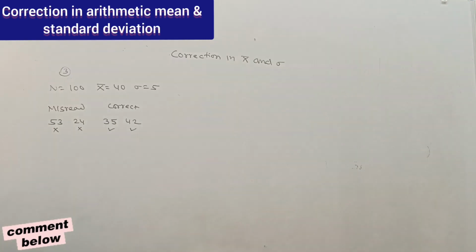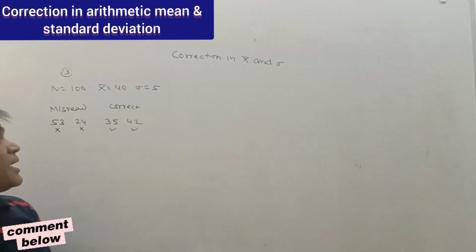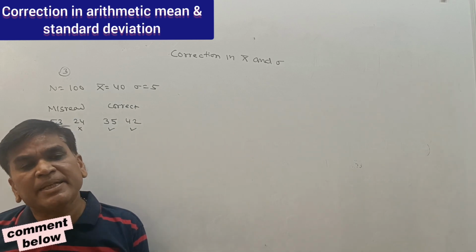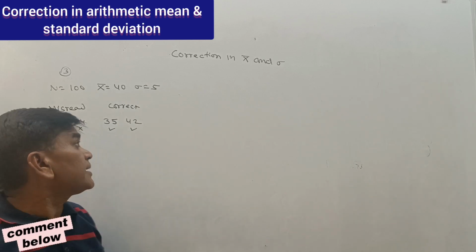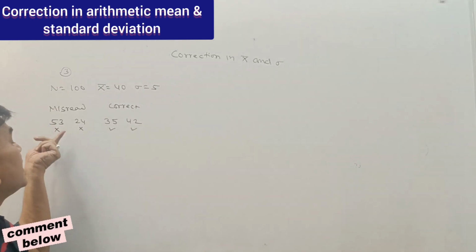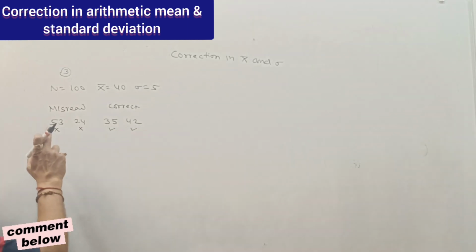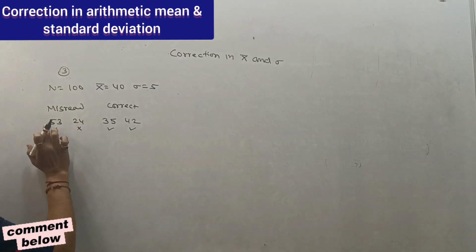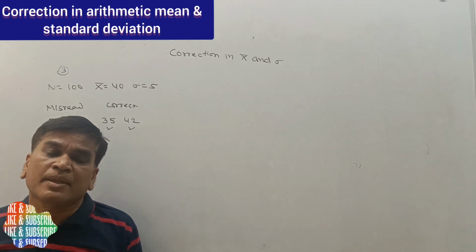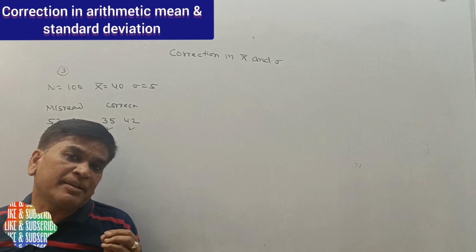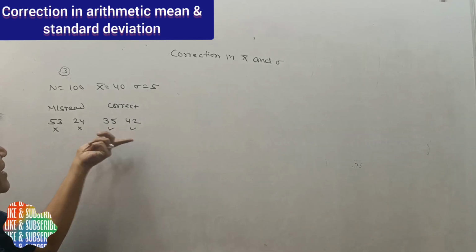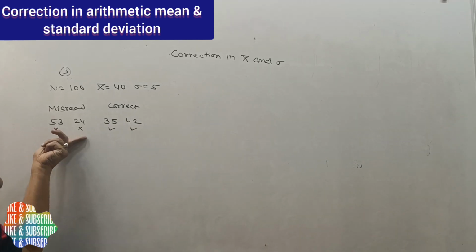In this question, the arithmetic mean of 100 items is 40 and the standard deviation is 5. Later it was discovered that two items were misread, 53 and 24. The right values were 35 and 42. So 53 should be 35 and 24 should be 42. We have to correct the arithmetic mean and standard deviation. So there are two mistakes here.